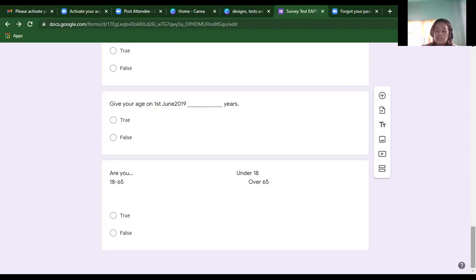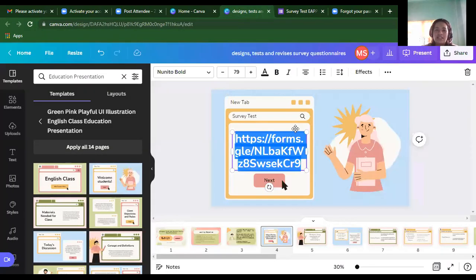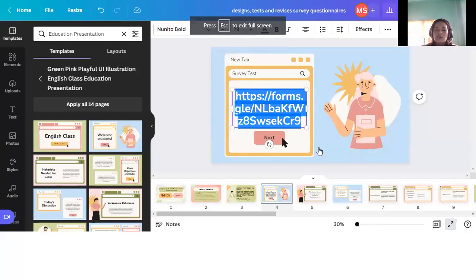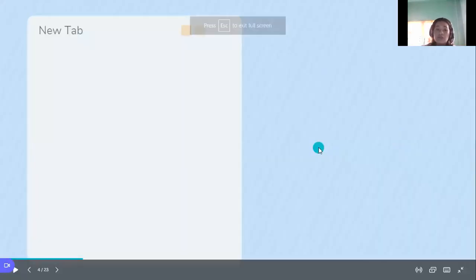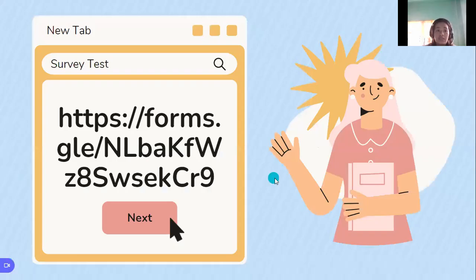Again, what you have to do here is to select true if the questions are understandable, and if there's no difficulty or confusion, while F if there's confusion and difficulty. Okay, let's get back to our presentation. Here you go. With that one, you can answer through the link and then later submit it to me. Of course, the questions will also be displayed later in this video, so you can get back to that one so that you can answer the quiz as well without going through the forms.